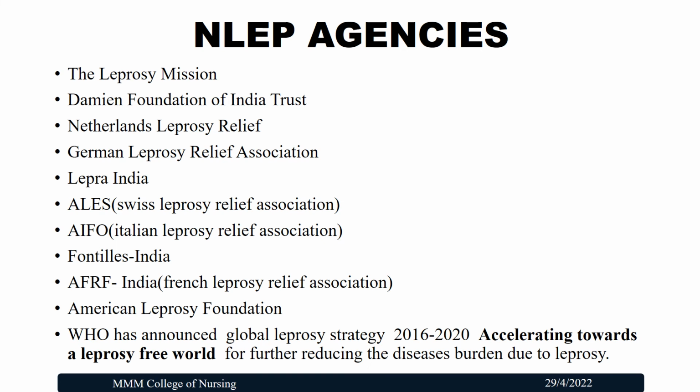National leprosy eradication agencies. The first one is Leprosy Mission, Damien Foundation India Trust, Netherlands Leprosy Relief, German Leprosy Relief Association, Lepra India, ALES Swiss Leprosy Relief Association, AIFO Italian Leprosy Relief Association, Fontaine India, AFRF India, French Leprosy Relief Association, American Leprosy Foundation. WHO has announced the Global Leprosy Strategy 2016 to 2020, accelerating towards a leprosy-free world, for further reducing the disease burden due to leprosy.